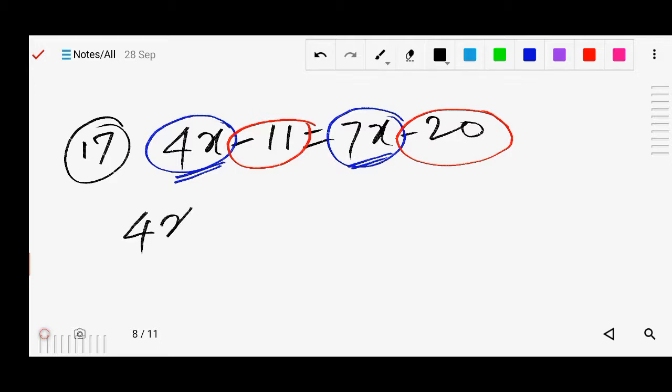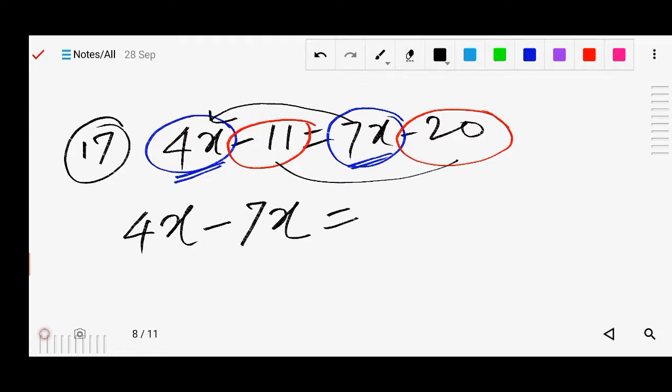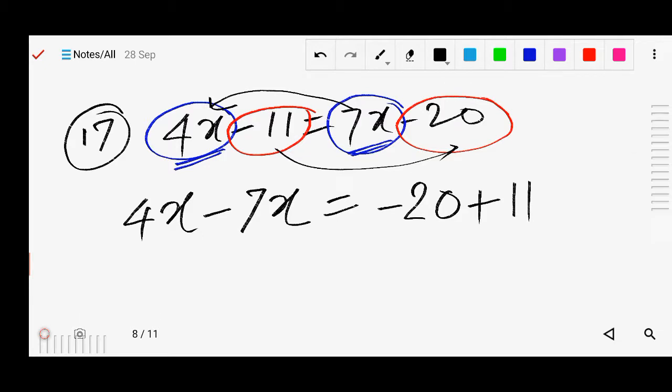So 4x I will keep on the same side, 7x I will bring to this side, so minus 7x will be on this side if I bring it. Okay, now this 11 I will send to the other side, where there is already minus 20, so minus 11 will become plus 11. Understood? Okay, now here we can solve.